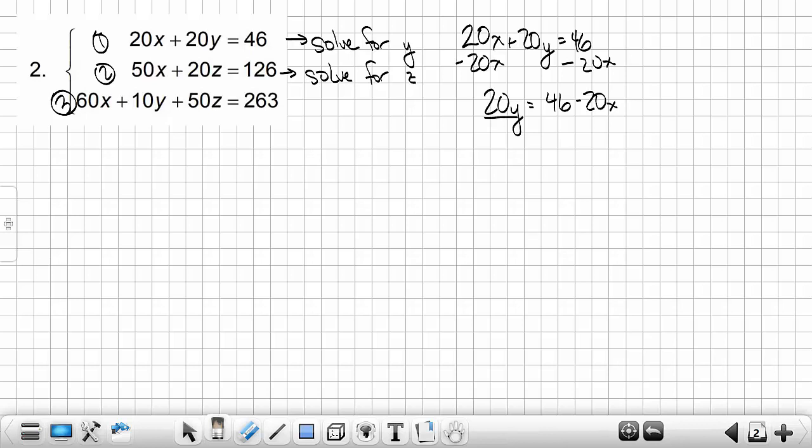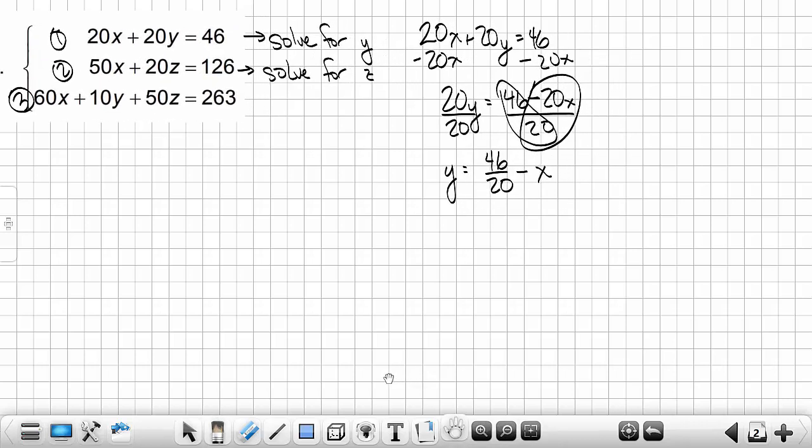All right, let's solve for y. I'm going to divide both sides by 20. So y is equal to 46 over 20 minus 1x, because don't forget that that division's happening in both items. I've got to divide that 20 into both items. All right, so now I've solved for y.